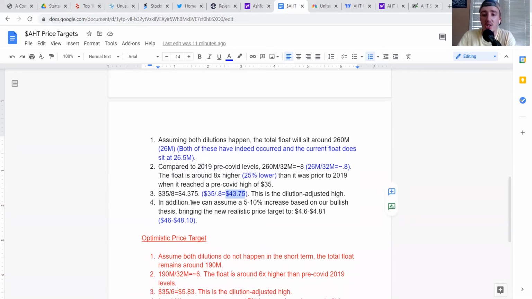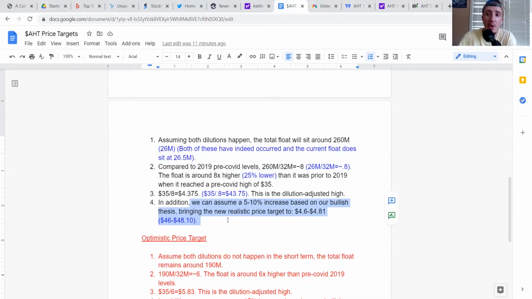And in addition, we can assume a 5 to 10% increase based on our bullish thesis that we are currently sitting in a travel demand boom. And that brought our new realistic price target to 4.6 to 4.81 before the reverse stock split, or $46 to $48 after the stock split.